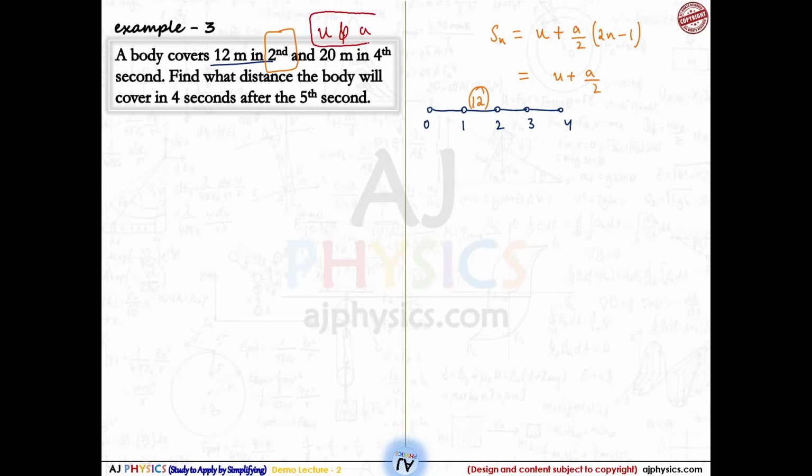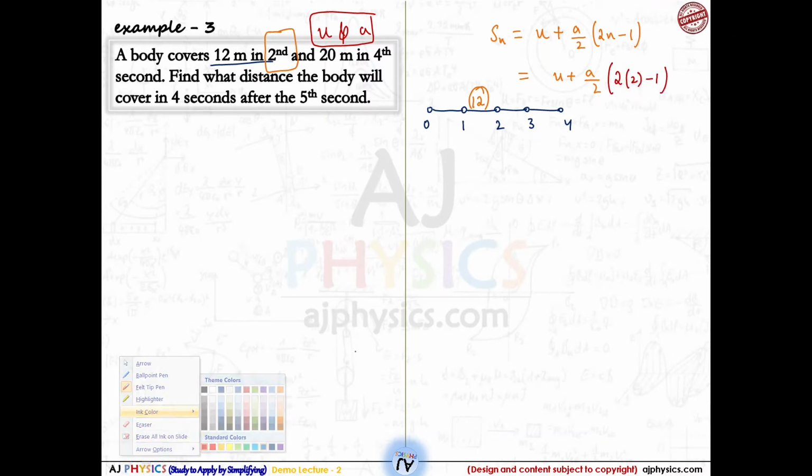See, I must tell you one thing. The problems related with the motion or the kinematics, in most of the numericals, I think u and a will not be mentioned to you. You have to calculate them by the simultaneous equations. Like it was a topic of linear equations in two variables. You have already done those equations in class 10th. So this will be u plus a by 2, with the bracket of 2 multiplied by 2 minus 1. Fine, so this is the first equation.